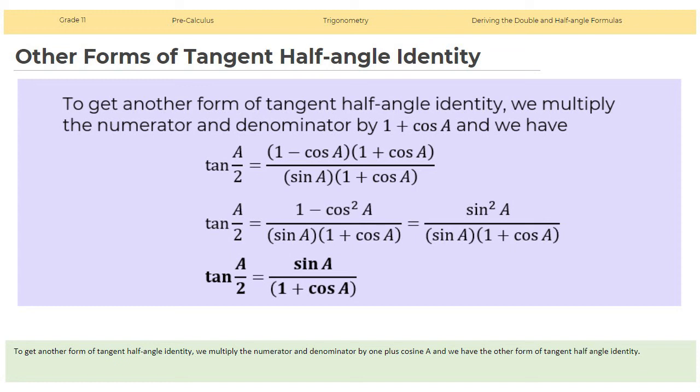So as you can see, the numerator is in a difference of squares pattern, so it will be 1 minus cosine square a, and that is equal to sine square a. That's why our numerator became sine square a. Okay, so the denominator is sine a times 1 plus cosine a. Okay, so sine a will be cancelled, so tangent a over 2 will just be equal to sine a all over 1 plus cosine a.